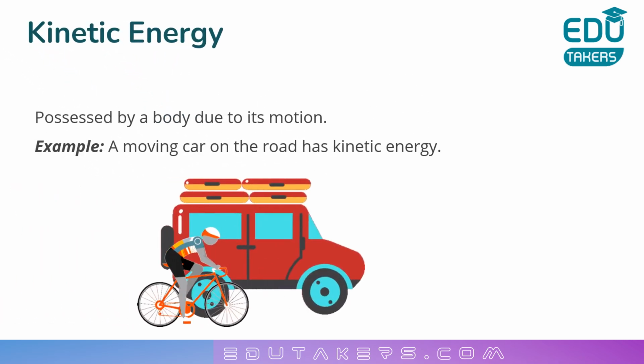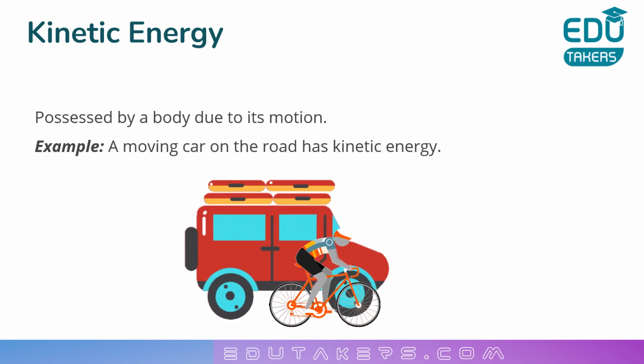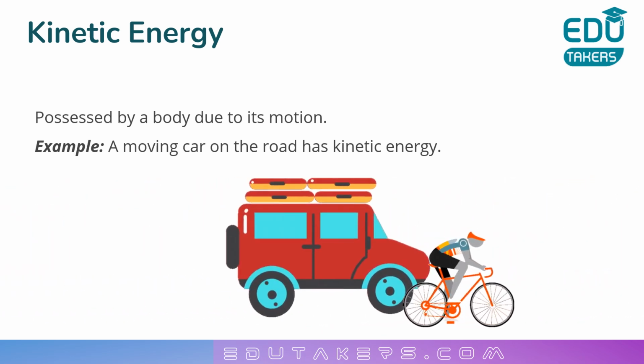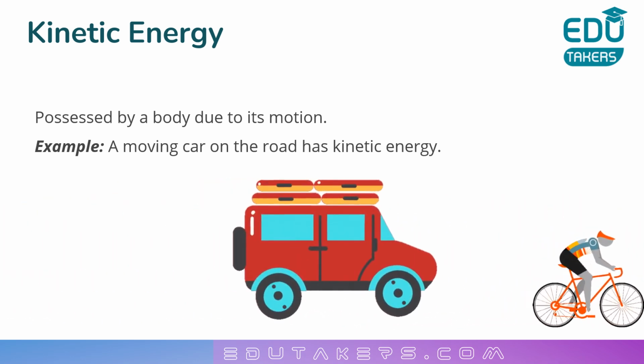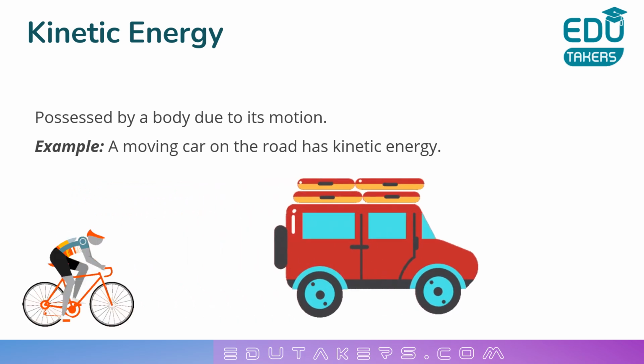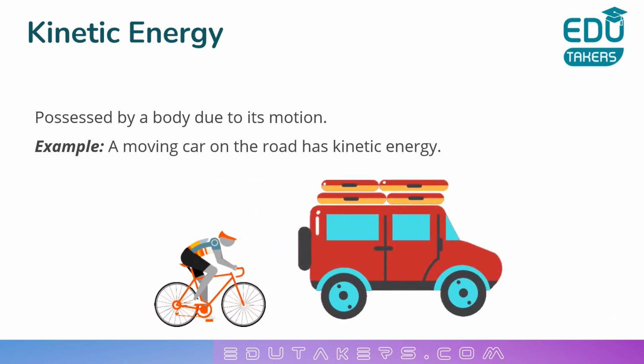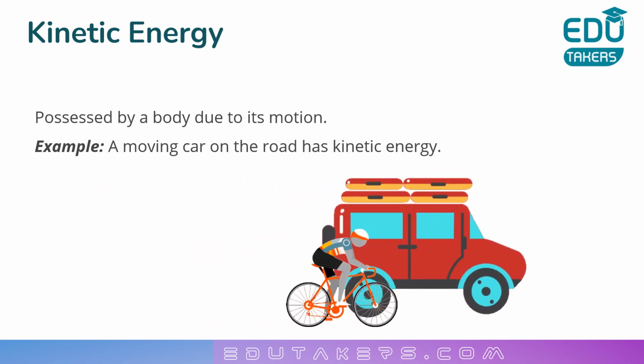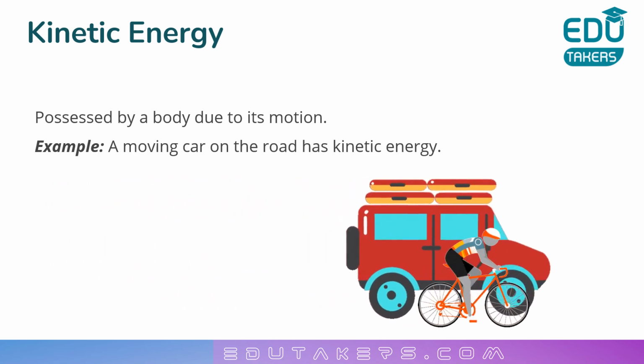First up is the kinetic energy store. This is the energy an object possesses due to its motion. Imagine a moving car. The faster it goes, the more kinetic energy it has. So, the kinetic energy store is linked to the speed of an object.